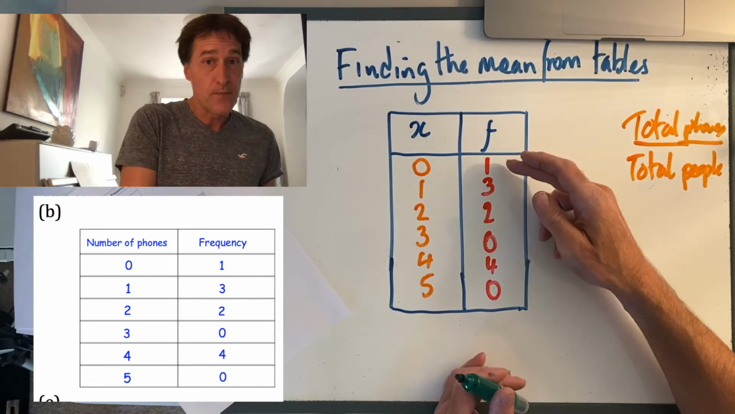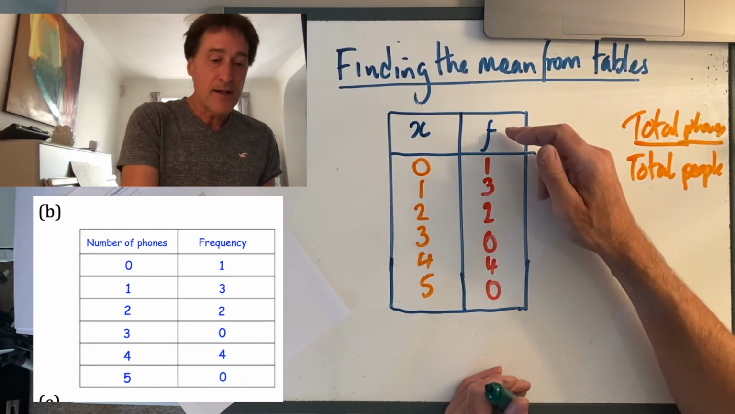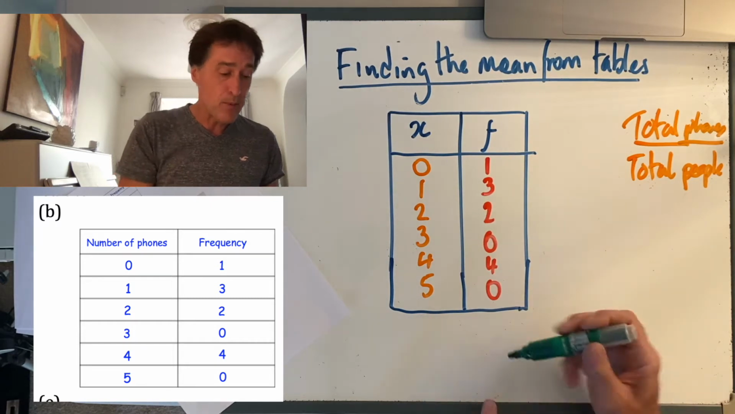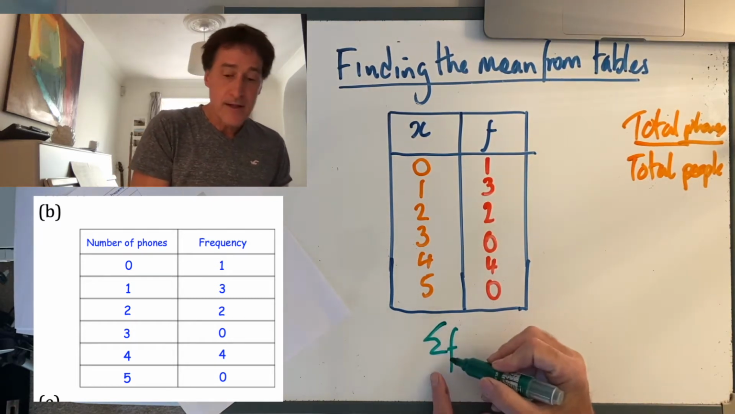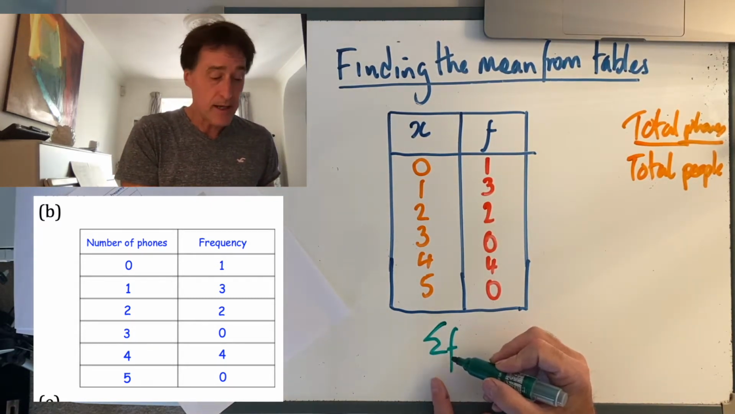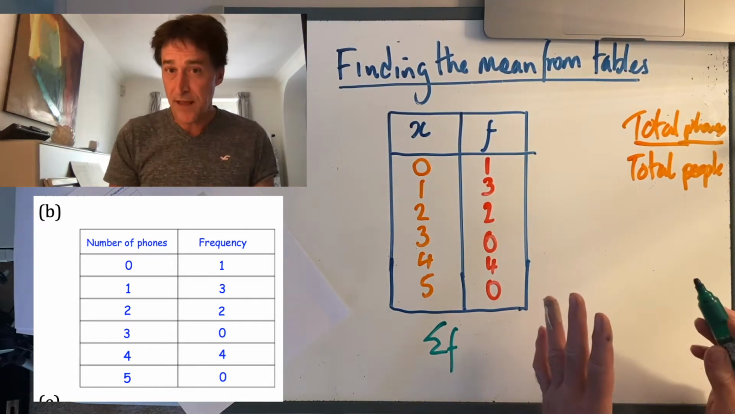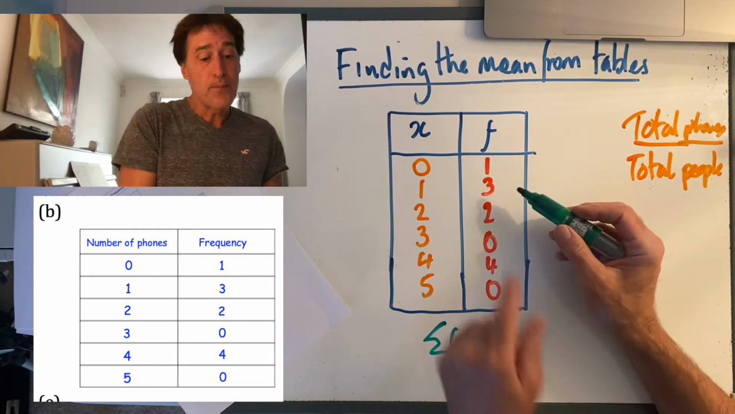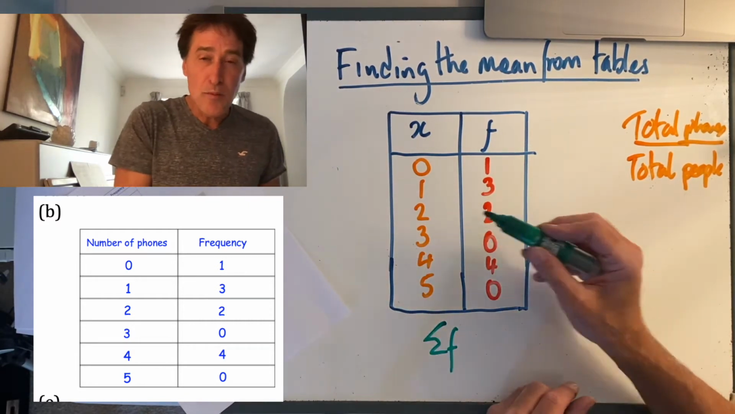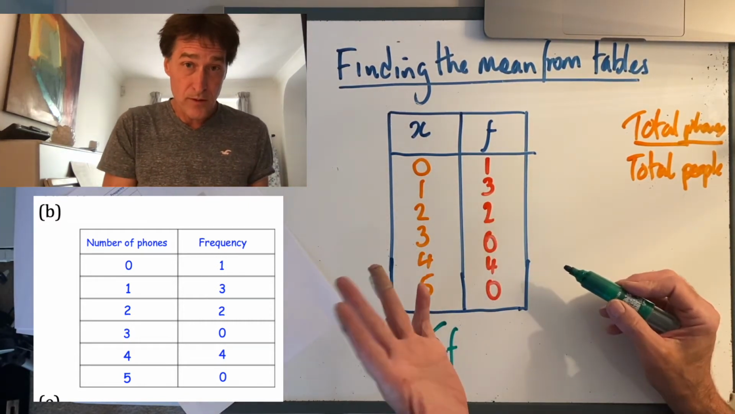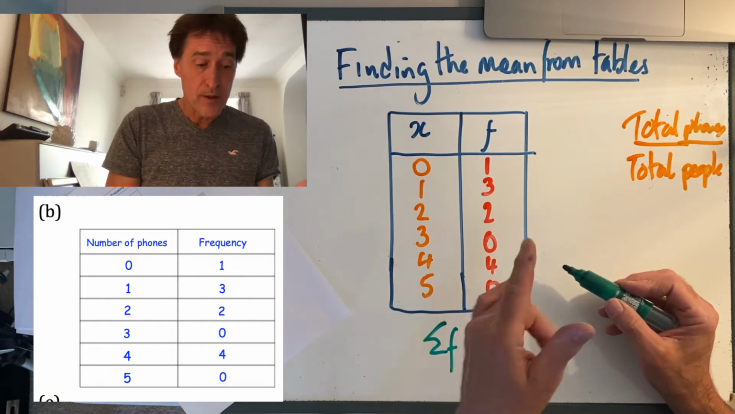Well, yes, I can. So if I look at the table here, I can see here the total frequency. These are the total number of people. And I can say that's sigma f. Sigma means the total, okay, total number of frequency. Now I need to work out how many phones there are altogether. To do that, I need to say, well, 3 people have 1 phone, so that's 3 phones. 2 people have 2 phones, so that's 4 phones. Because 2 people have 2 phones, that's 2 lots of 2, etc.